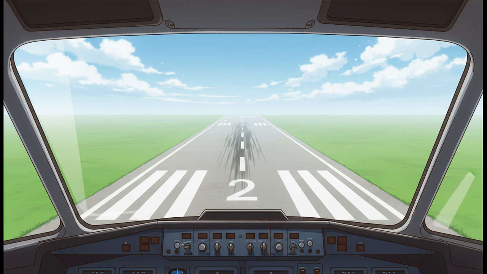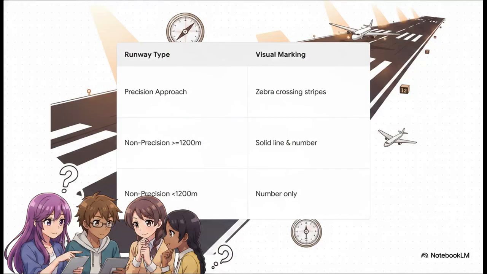Kicking things off with runway thresholds and markings. You're lining up on final approach, right? The very first thing you've got to do is visually decode your landing zone. And those markings change entirely depending on the type of runway you're approaching. Precision runways, they're easy. They've got those unmistakable longitudinal stripes that look exactly like a giant zebra crossing. But non-precision runways, that's where they get you on the exam.